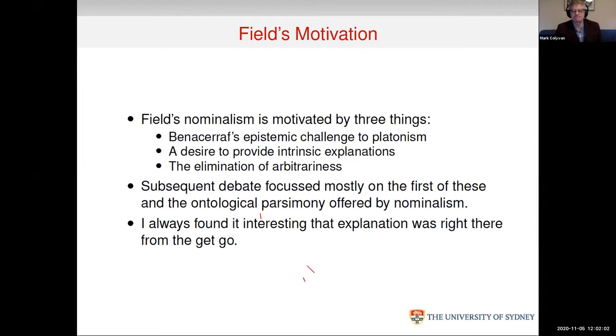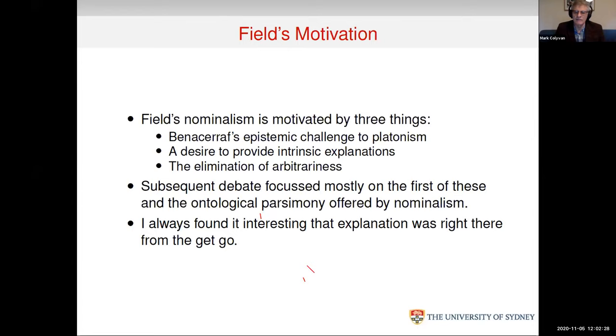So Field's nominalism is motivated by three things. First, Benacerraf's epistemic challenge to Platonism. This should be fairly familiar to most people. If you're a Platonist, you believe in these abstract mathematical entities that do not have space-time locations and don't have causal powers. How is it that we have knowledge of them?